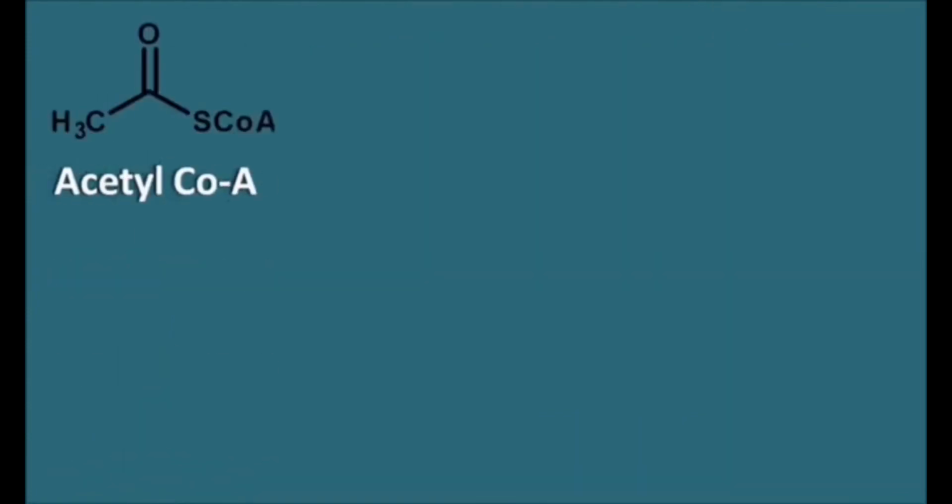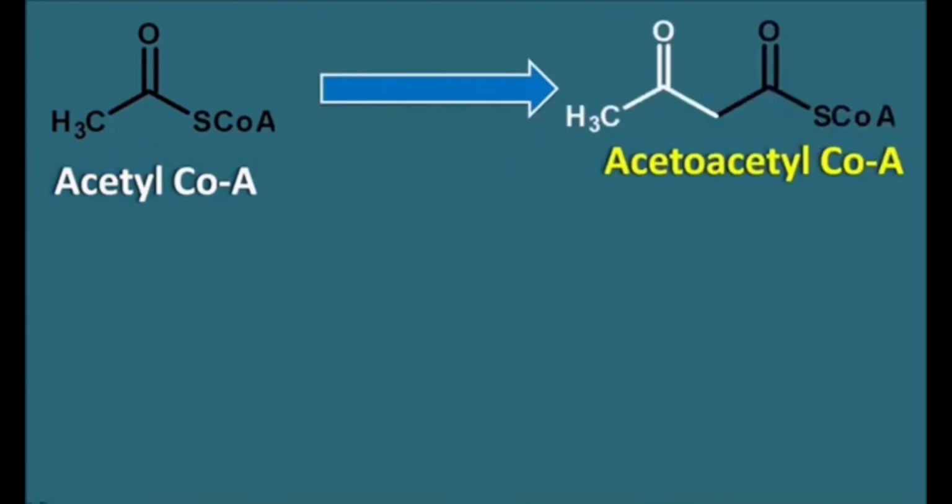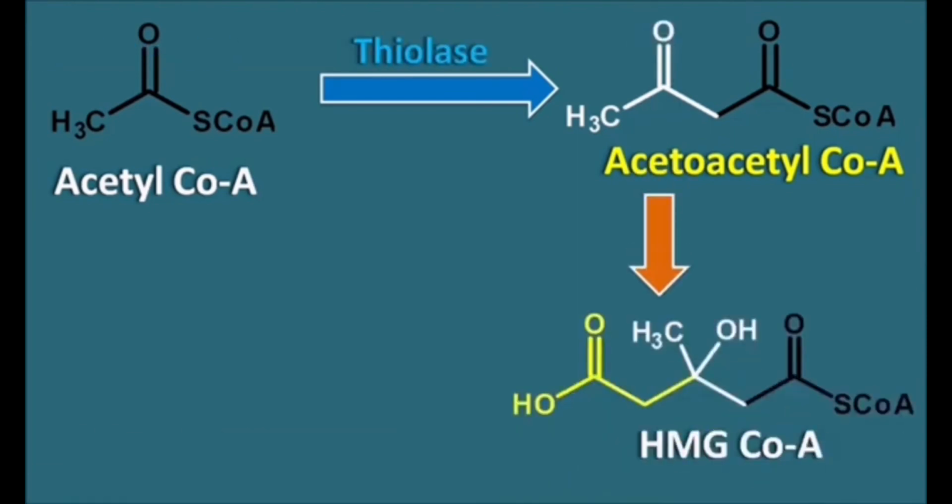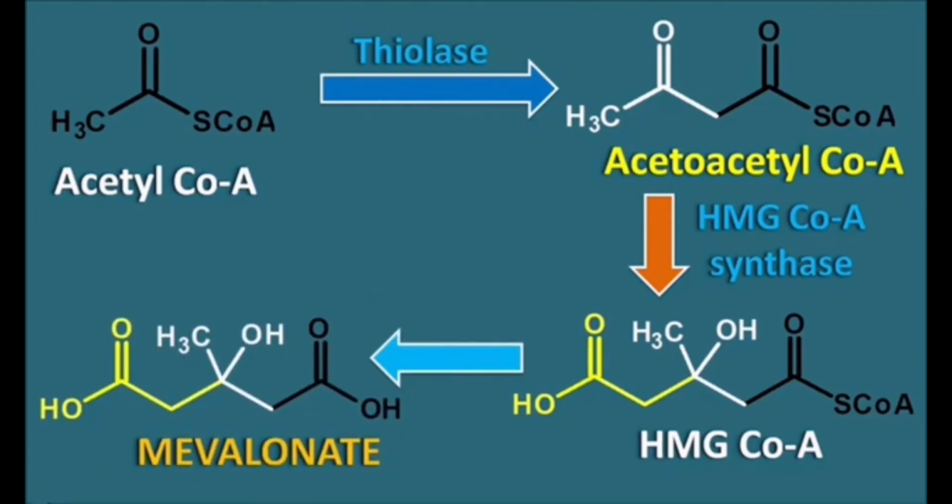Now, how atorvastatin works: acetyl CoA is firstly converted into acetoacetyl CoA in the presence of the enzyme thiolase. Now, this acetoacetyl CoA is converted into HMG-CoA in the presence of an enzyme known as HMG-CoA synthase. This HMG-CoA is further reduced to our required product, mevalonate, which is our intermediate product, in the presence of the enzyme HMG-CoA reductase. Atorvastatin basically acts on this enzyme, HMG-CoA reductase.